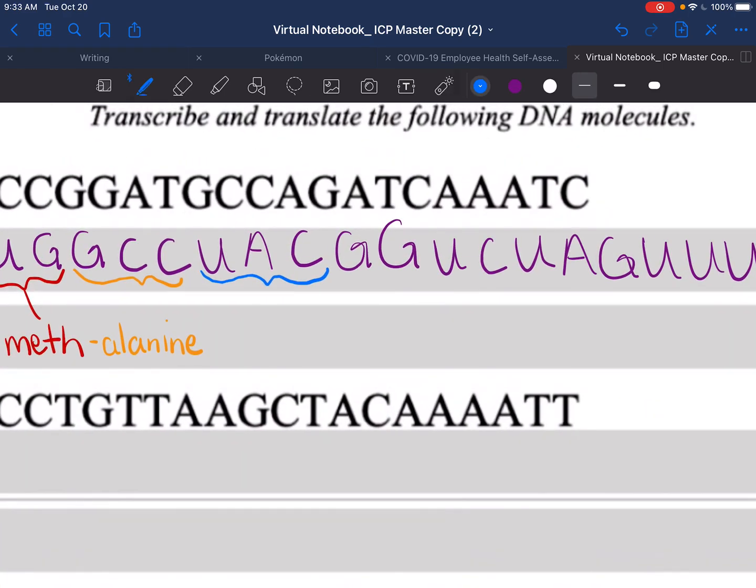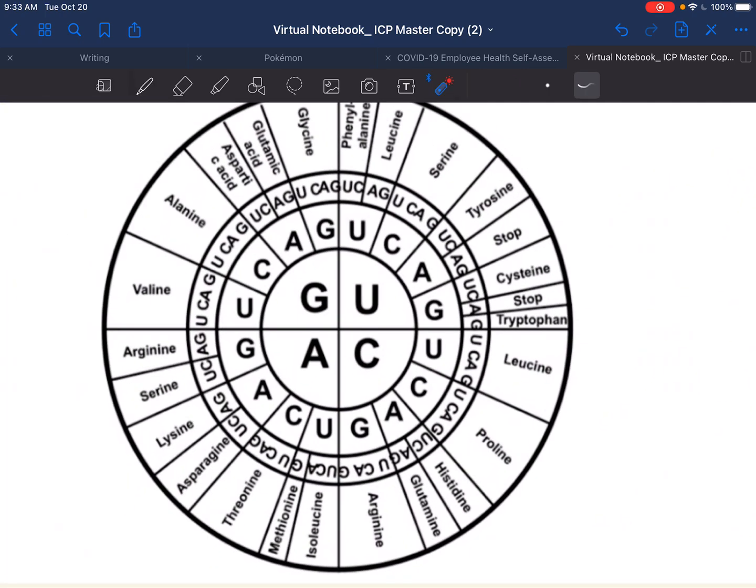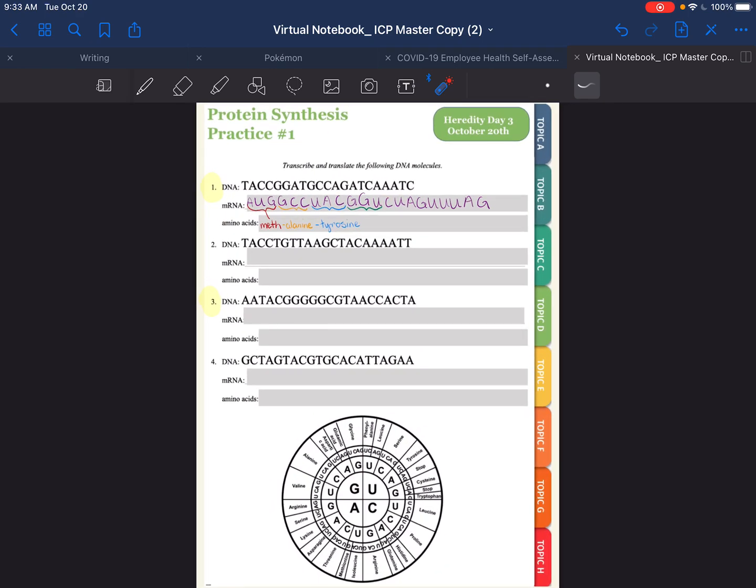Of course, it would be crazy for me to ask you to memorize this. You're always going to get this circle of the genetic code. Next, I have GGU. GGU is glycine.